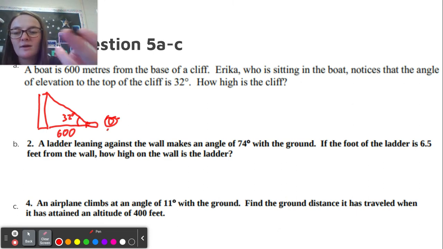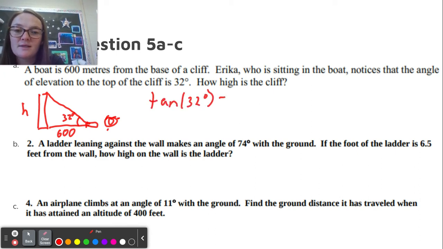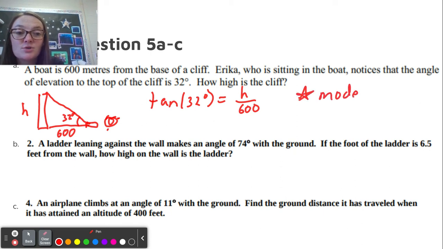I'm just going to set this one up for us. To find the height here, I want to know the opposite, and I know the adjacent. So tangent is the best thing to set up. I'm going to say tangent of 32 degrees is equal to opposite, which is h, over adjacent, which is 600. Once again, make sure your mode is in degrees for this one.